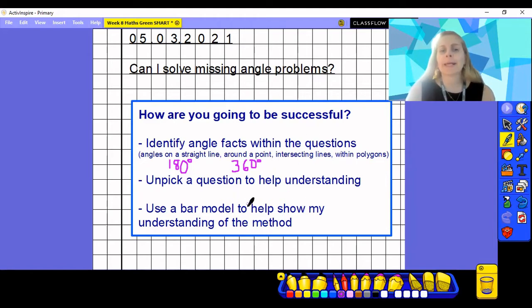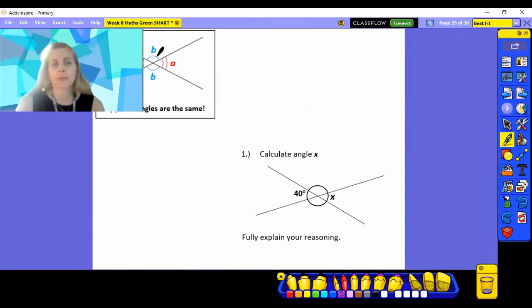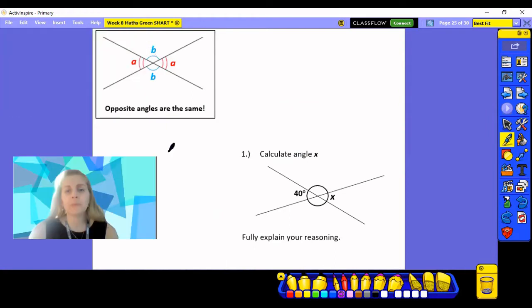So we're going to be unpicking the question to help us understand what it's asking us to do. In some cases using the bar model to show our understanding of the methods that we are using. So you will be familiar with, because we've just had a little brief pre-discussion about this, that when we are talking about opposite angles, they are the same, as you can see on this little diagram up here, which leads us quite nicely into this first question here.